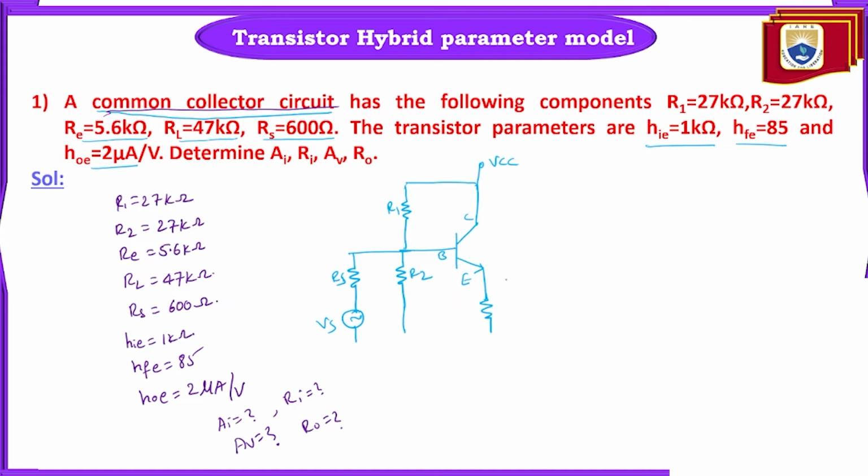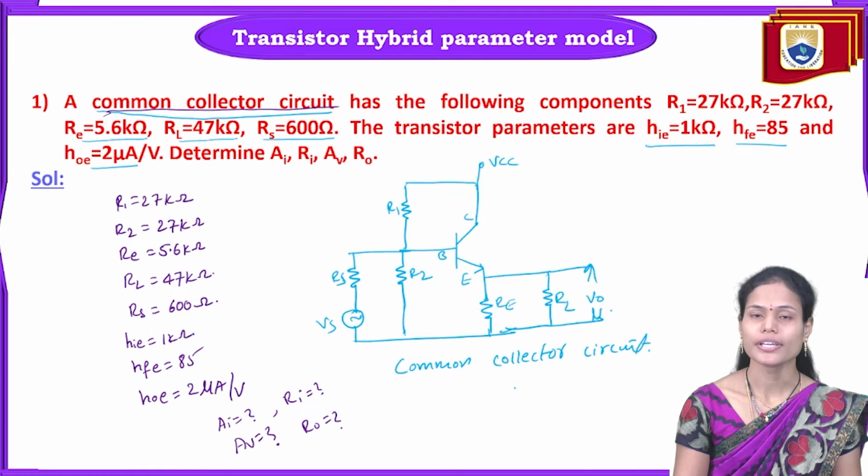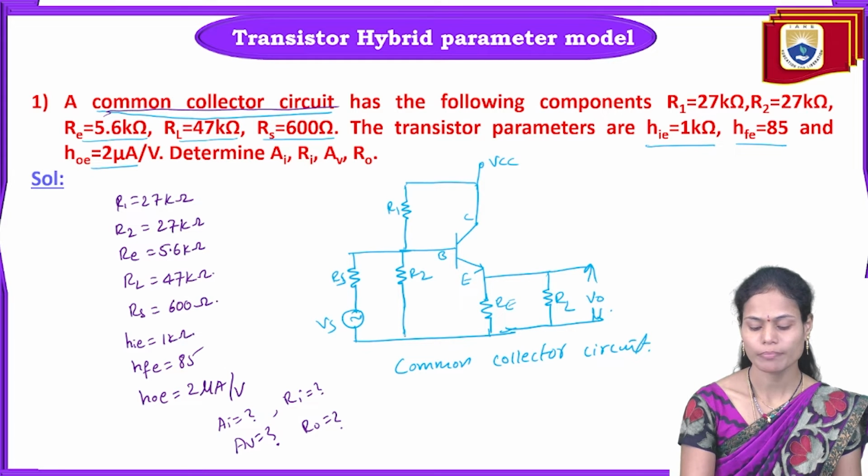The emitter resistance is also given, Re. And the load resistance is here. Why? Because we measure the output across the emitter terminal here. So this is the common collector circuit or amplifier. In order to find the parameters of this one, we have to draw the AC equivalent circuit or H parameter equivalent circuit for this given amplifier.